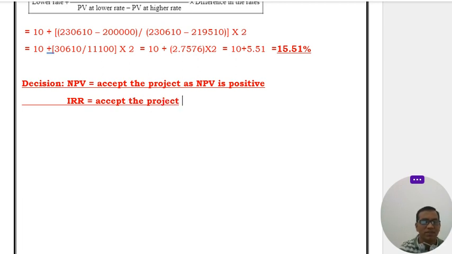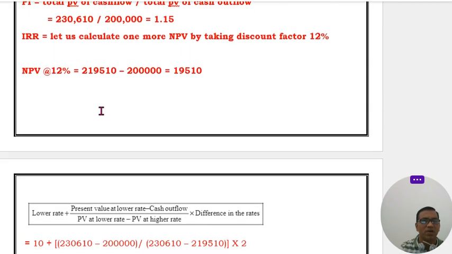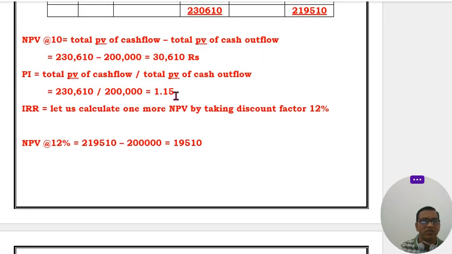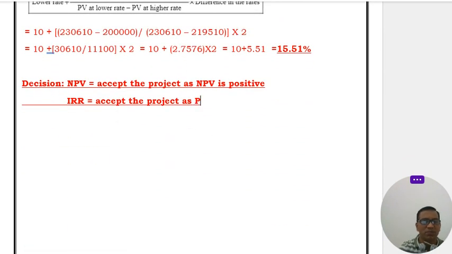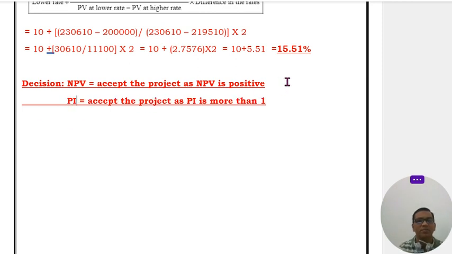Accept the project as PI, sorry, PI is the profitability index, is more than 1. You can accept the project. Sorry, this is PI, my dear. PI, profitability index. NPV, project is positive, accept.